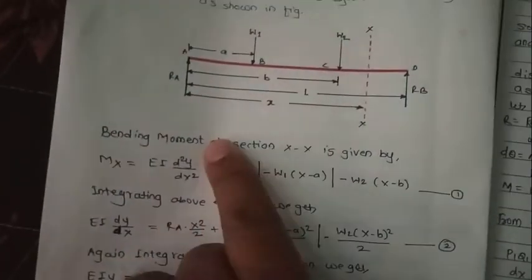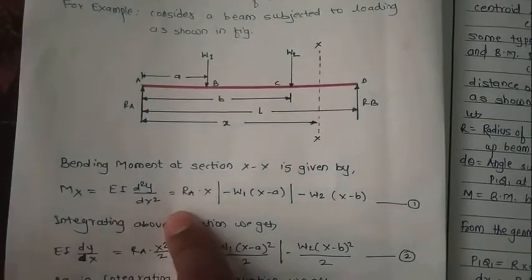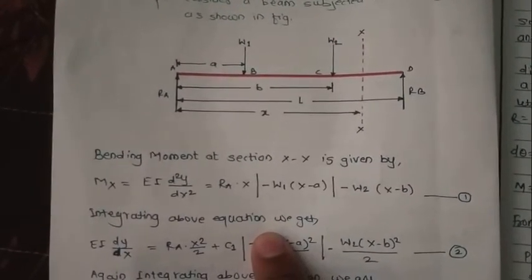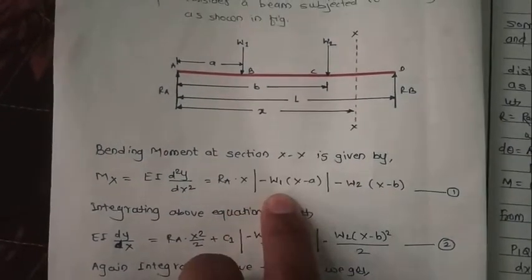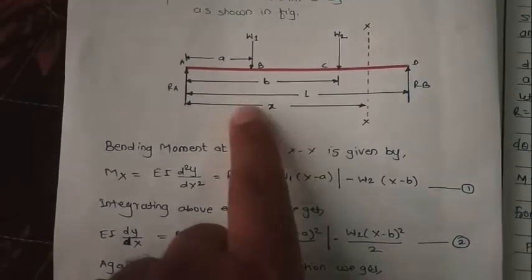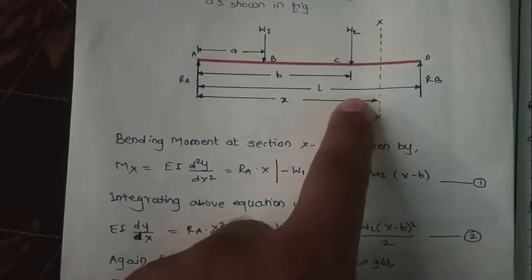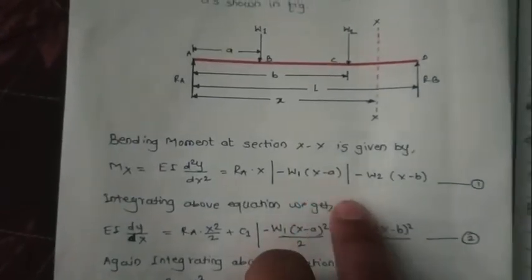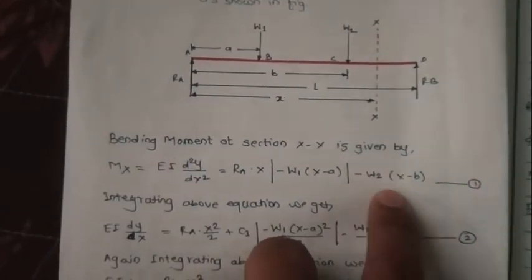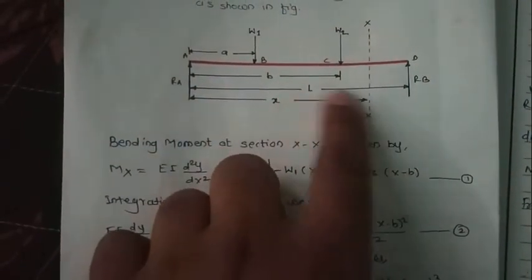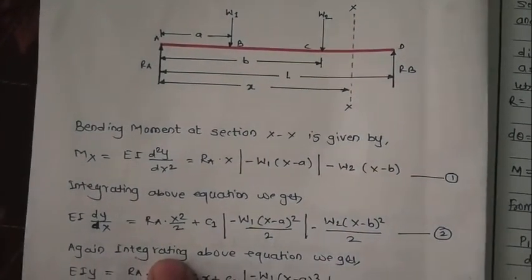So Mx, the bending moment at x, is equal to EI d square y by dx square. This moment is equal to RA into x. Separating line. Minus W1 into the distance, which is total x minus a. Next separating line. Minus W2 into x minus b, that means the total distance x minus these things, so the remaining distance. This is equation number 1.